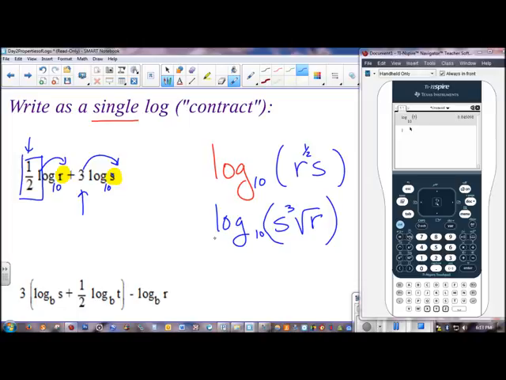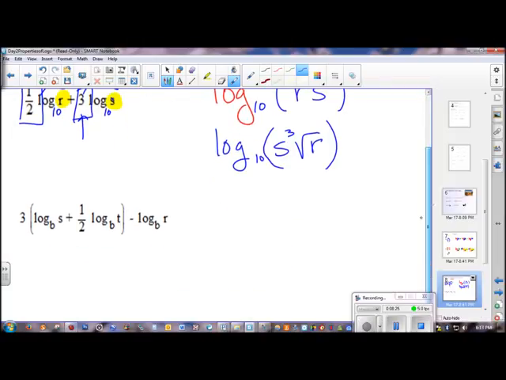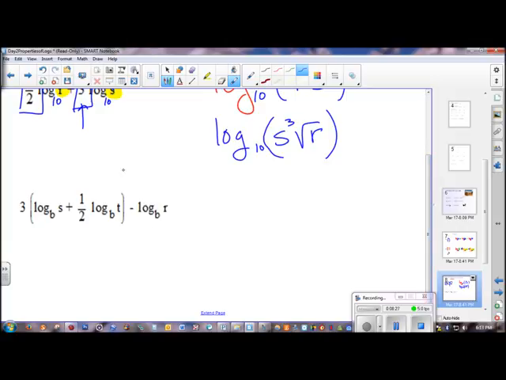So check all 3 things. Take care of pluses, take care of minuses, and take care of any coefficients that you see. We had 2 coefficients we had to move up as exponents. And recall that you're not allowed to have fractional exponents in an answer. Moving on down to the second one here, a little bit more work going on. You have a couple of choices in how you do this.